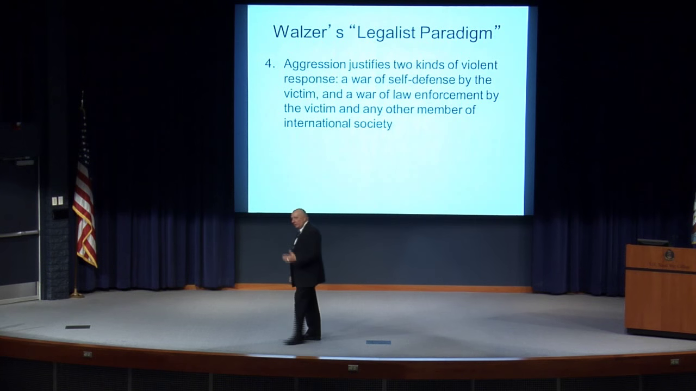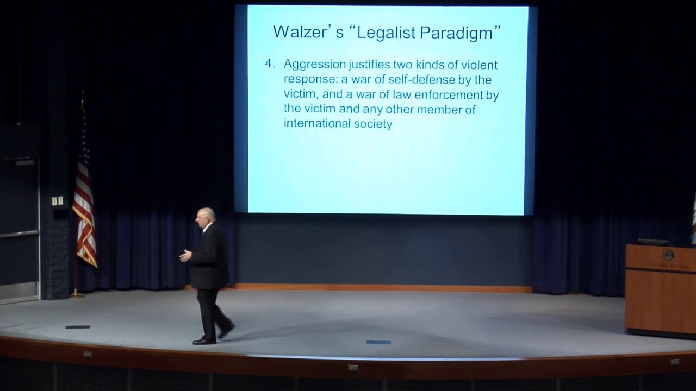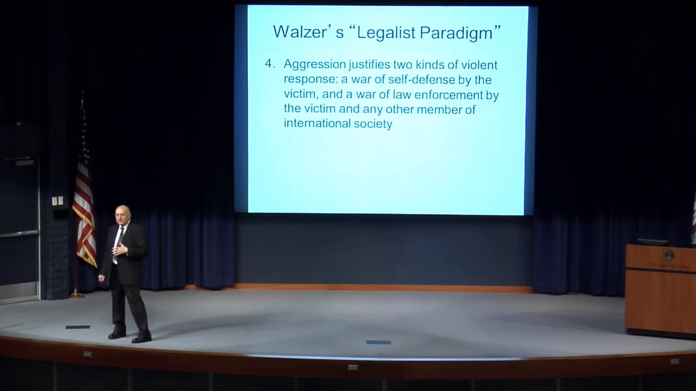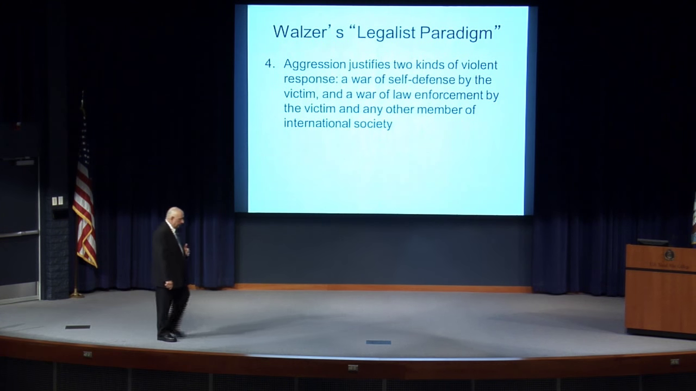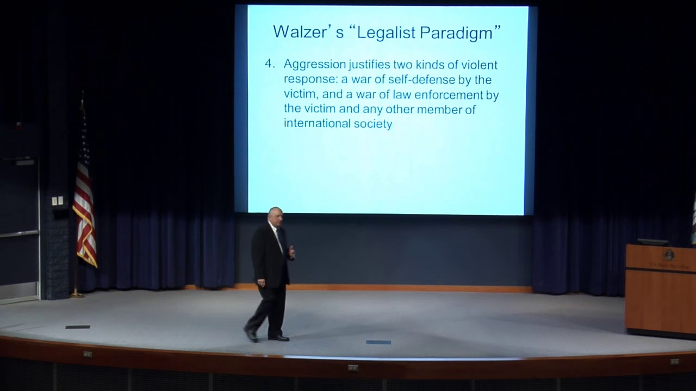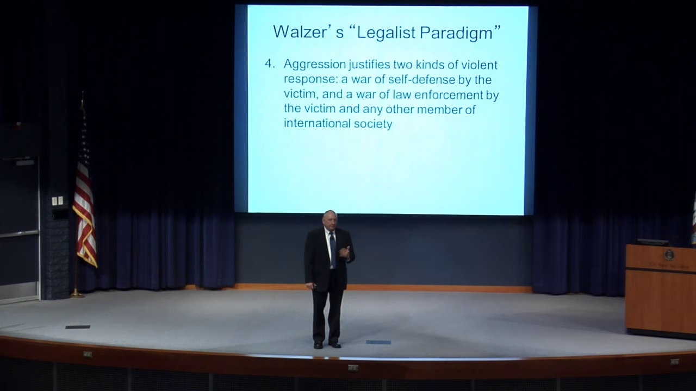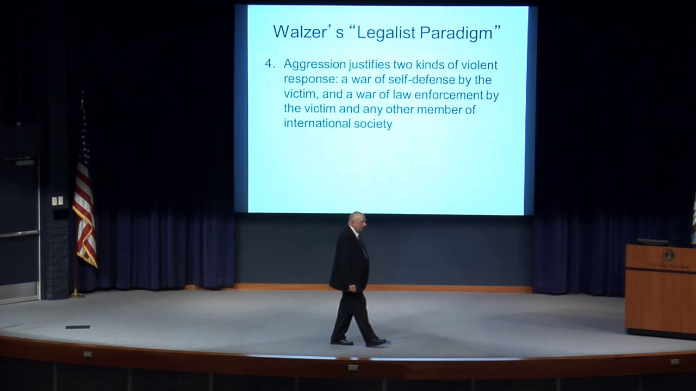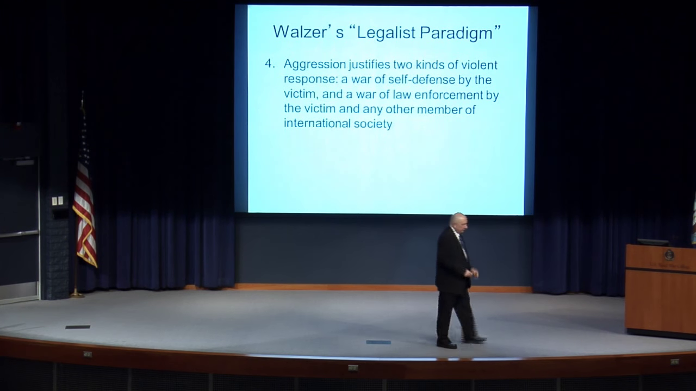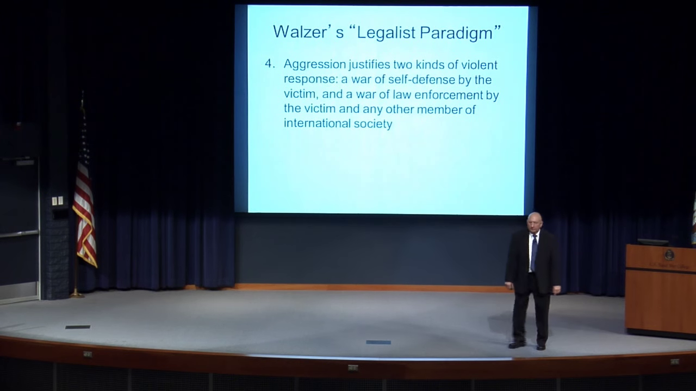Fourth point, remember regular verb here. Aggression justifies two kinds of violent response, self-defense by the state that's been attacked, and law enforcement by any other member of the international community that wants to help them out. And of course, the design of the original UN Charter was the five musketeers, right? The five permanent members of the Security Council, which were the big military powers at the end of the war, would ensure by ganging up on anybody who committed aggression anywhere in the world, that aggression would be resisted by, in the language of the Charter, mutual defense.